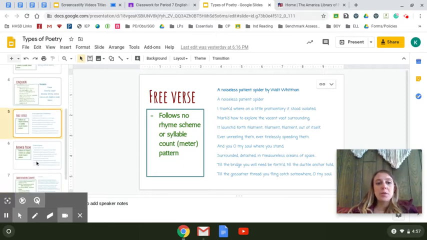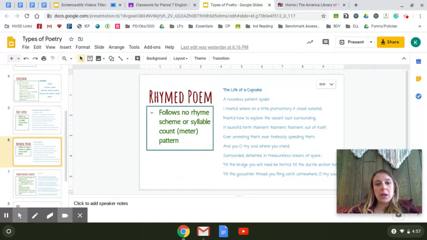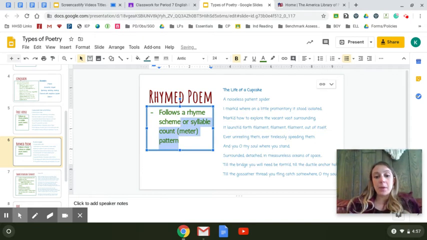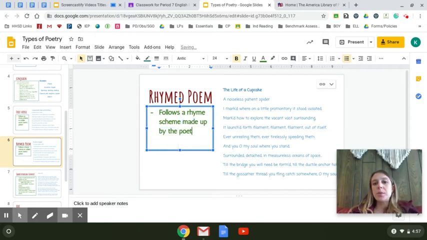You can also write a rhymed poem. It follows a rhyme scheme made up by the poet. So you would make your own rhyme scheme, you would execute it, and you would write your little poem.